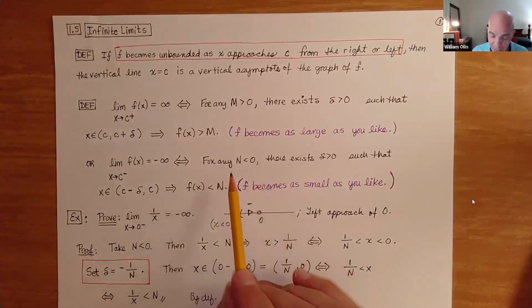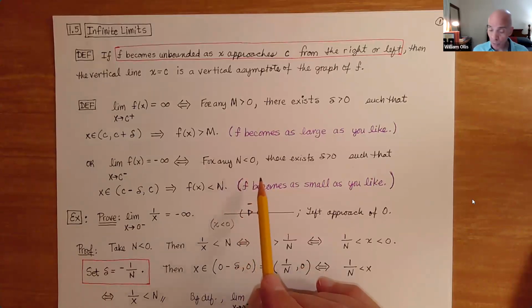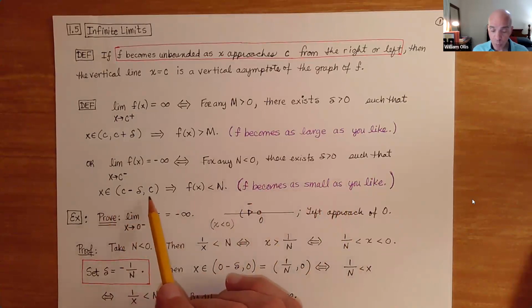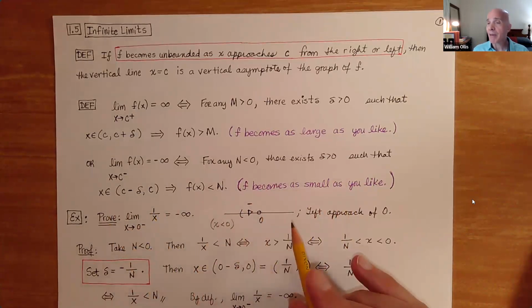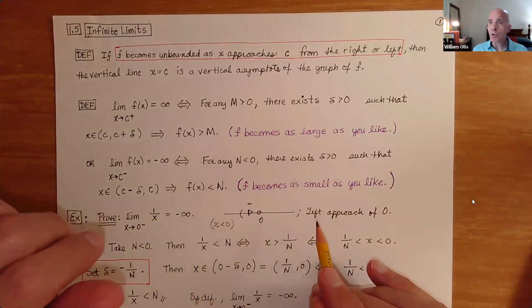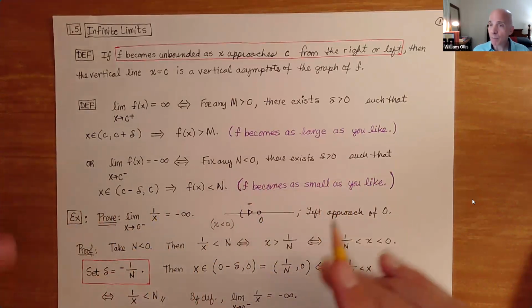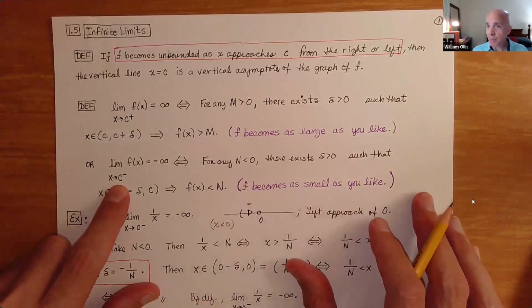So this would mean that for any number n less than 0, there is a delta such that if x is within delta of c, that is from the left, then you can make f of x smaller than n. So if this would work for any n that's less than 0, then f would approach negative infinity as x approaches c from the left.